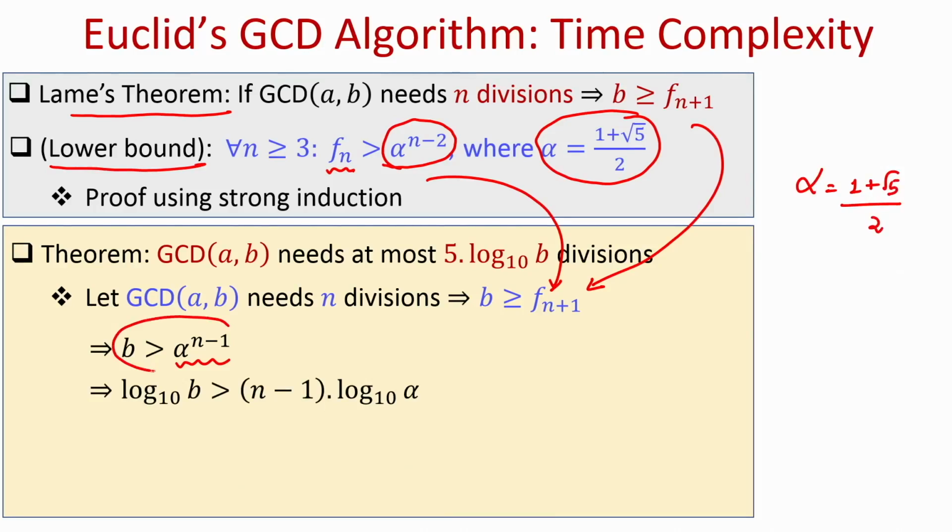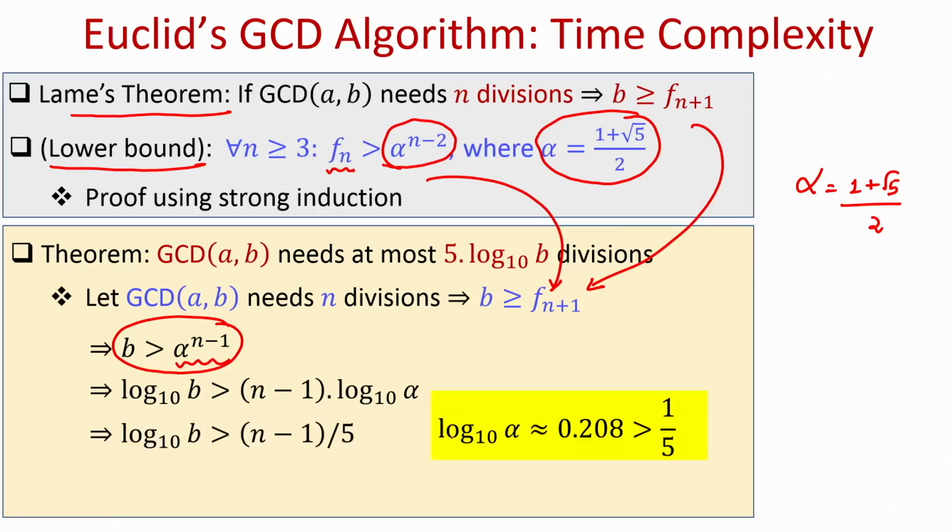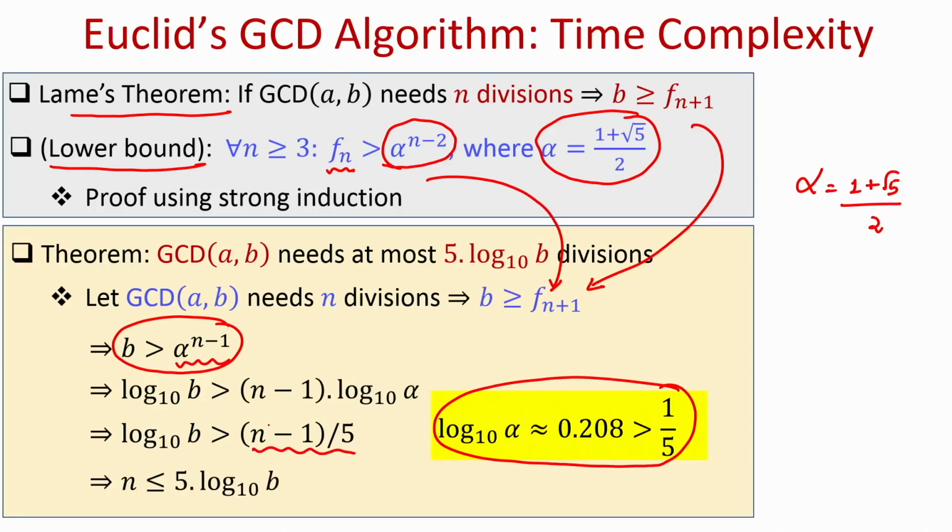So, if I take log on both sides of these two equations to the base 10, you can take the log to the base 2 as well, and that will give you a different result, but more or less it will be the same. So, if I take log to the base 10, I get this relation. Okay. And now, I can use the fact that the log of golden ratio alpha to the base 10 is approximately 0.208, which is greater than 1 over 5. So, that is why I can write it as 1 over 5 here, and that shows that n is less than or equal to 5 times log of b to the base 10.